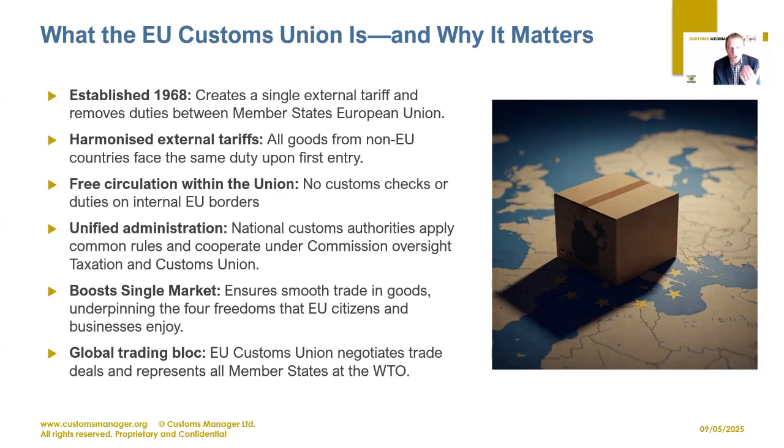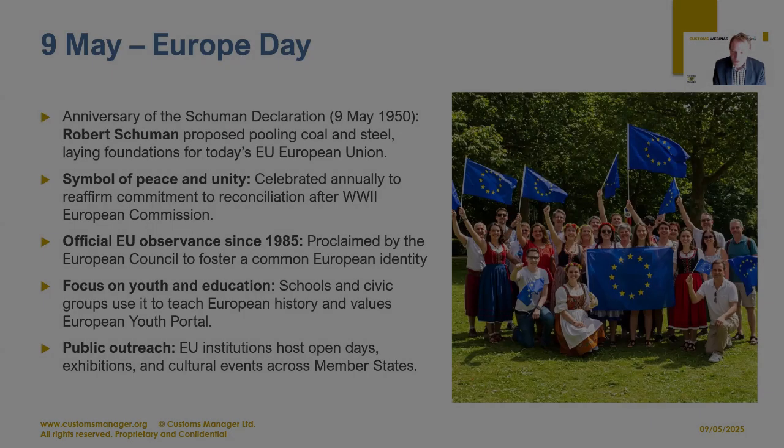That also makes us a global trading bloc, and that means the EU can negotiate trade deals and represents all member states at the WTO alongside the member states as well. And if you see the picture here, there's a little bomb. See that bomb on top? You don't know what's in the package, but customs sees what you don't, so it protects us. That's the idea.